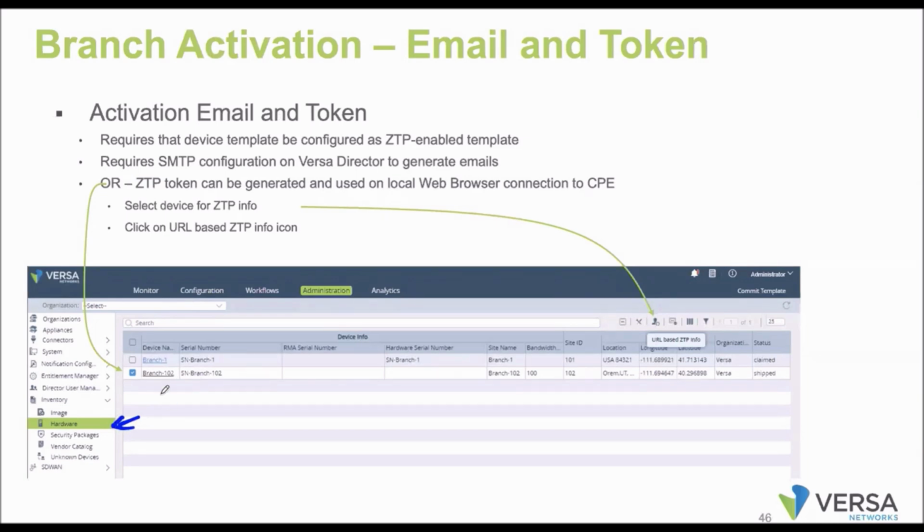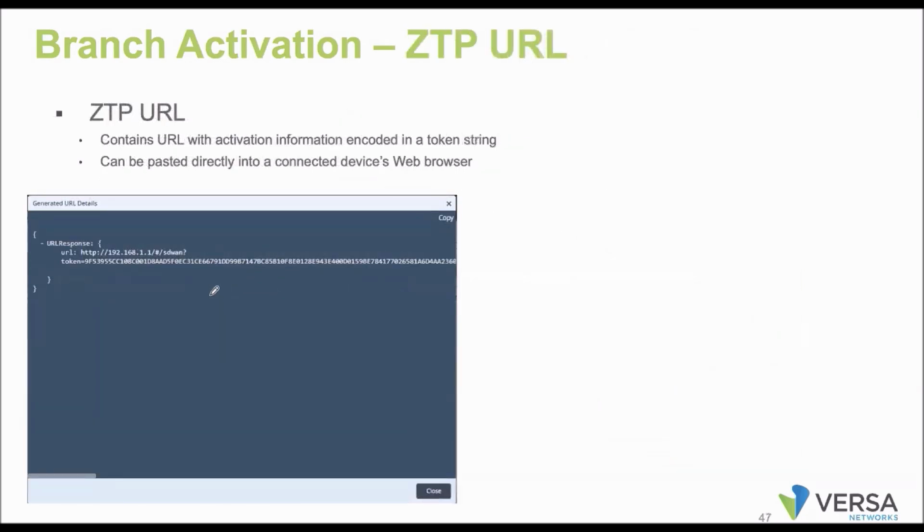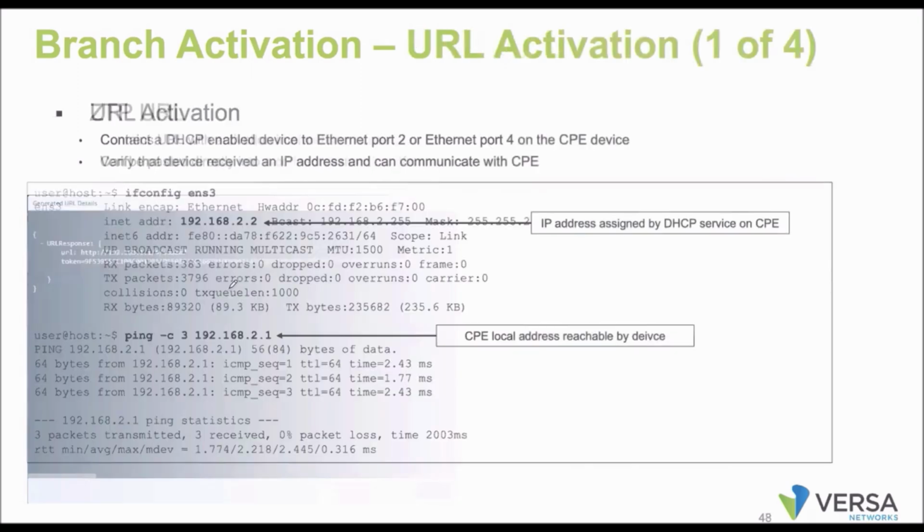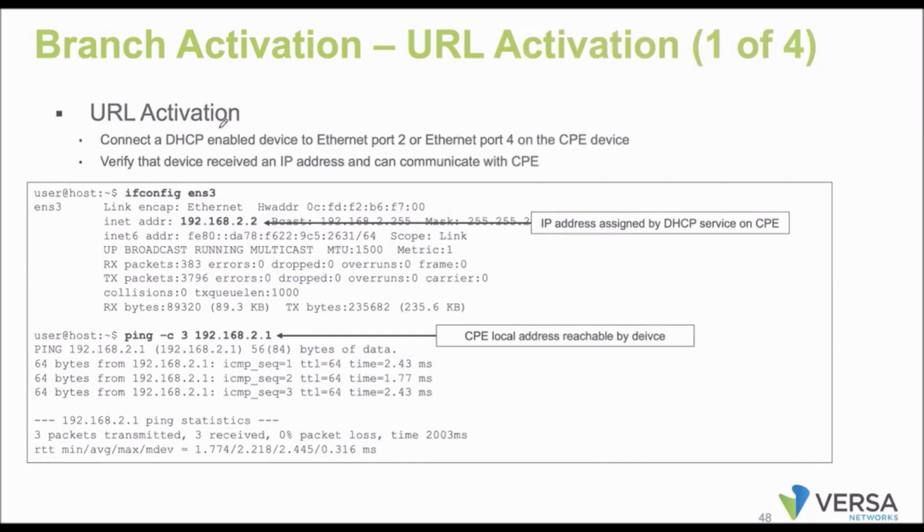Under the hardware, if I select one of the branches, by clicking on this icon, you're going to see the token information. Okay, so the token is similar to this. It has the URL information of the branch, the default IP address on the LAN interfaces, and the token information. Okay, now how do you activate it? Just the URL activation, how is it going to activate.